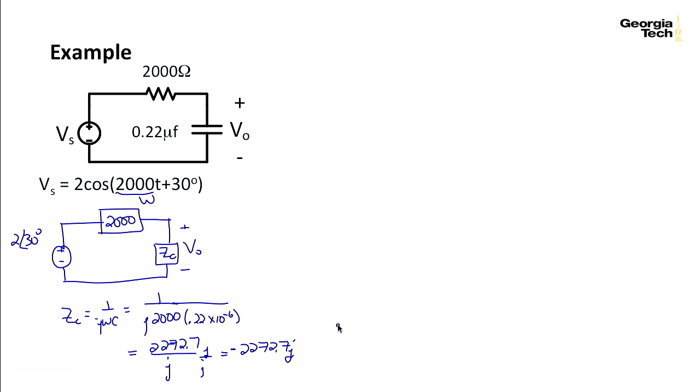So now I go back to this circuit, and I look at this circuit and say, well, how do I analyze this? Well, the method that I'm going to use is a voltage divider law. So this is really step 1 of my process. Step 2 of my process was to analyze the circuit. So I've got V out is equal to Z sub C over 2000 plus Z sub C times the input, which is 2 at an angle of 30 degrees.